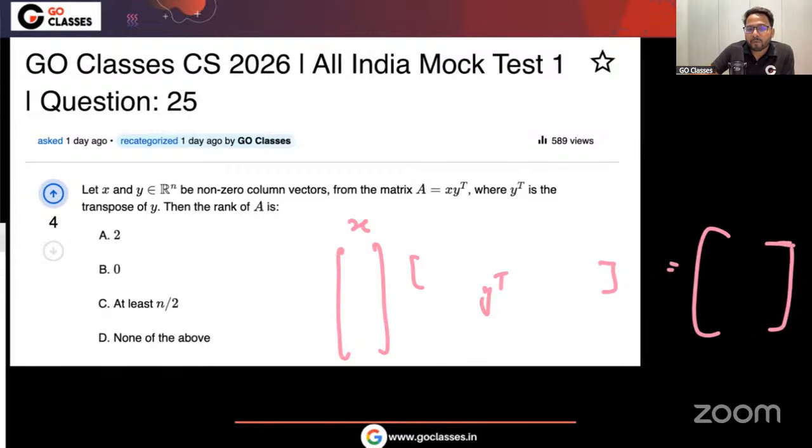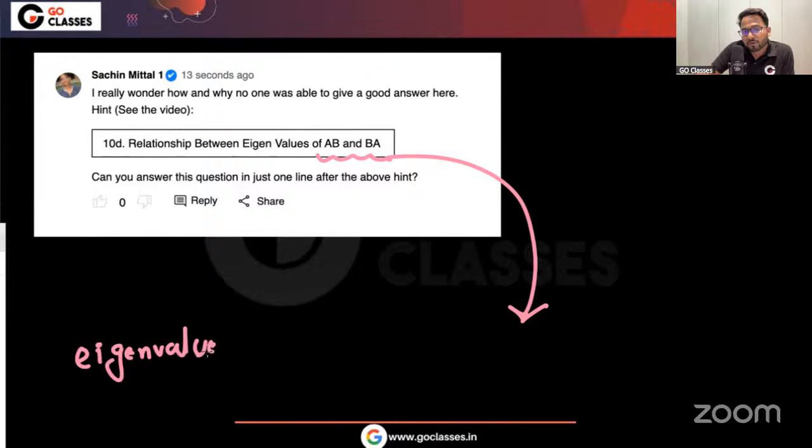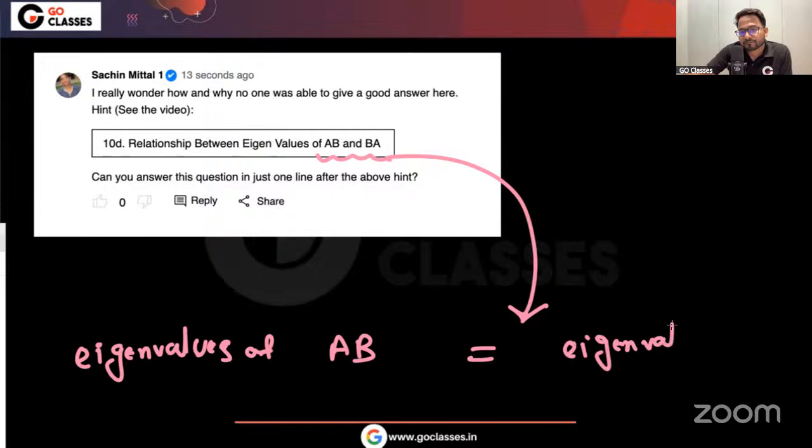Now they're asking the rank of this matrix if these are non-zero. Do you remember one property? Do you remember the eigenvalues of AB and BA? What is the relationship between the eigenvalues of AB and BA? So non-zero eigenvalues are the same, right? You might remember the eigenvalues of AB are the same as the non-zero eigenvalues of BA, right? Do you remember this?